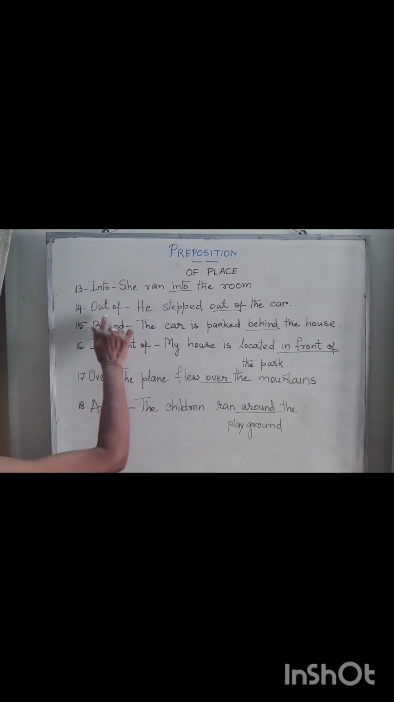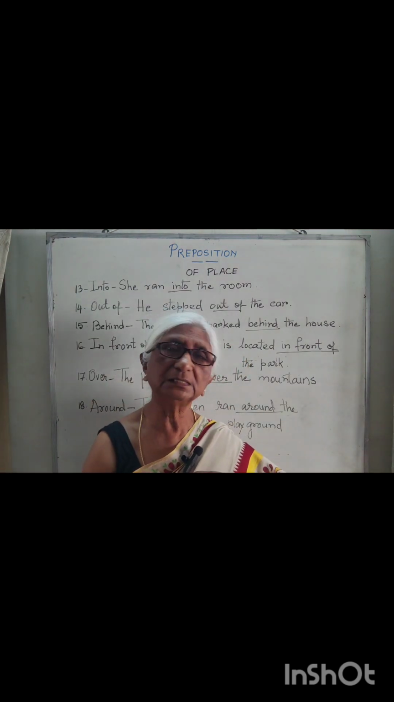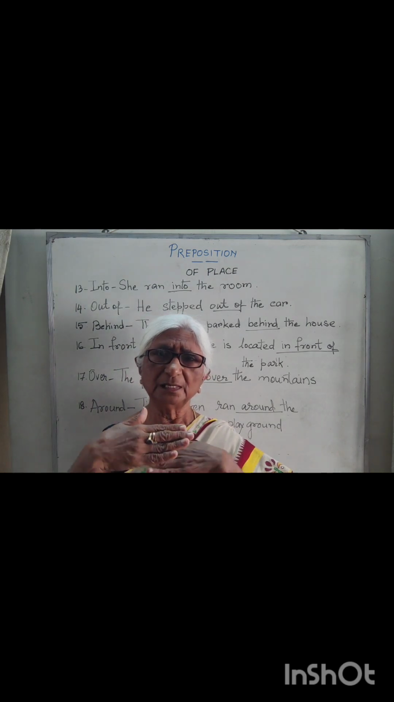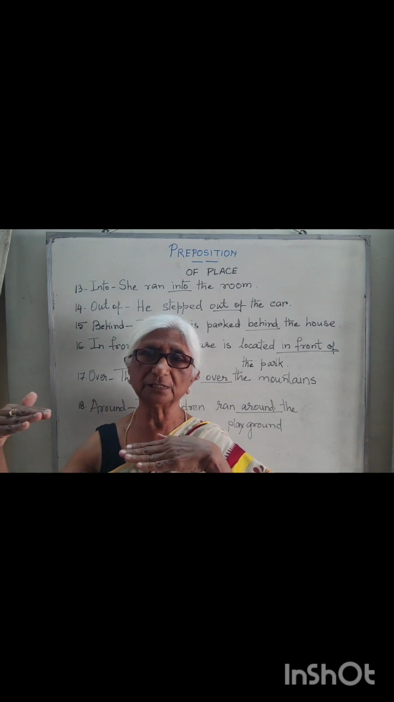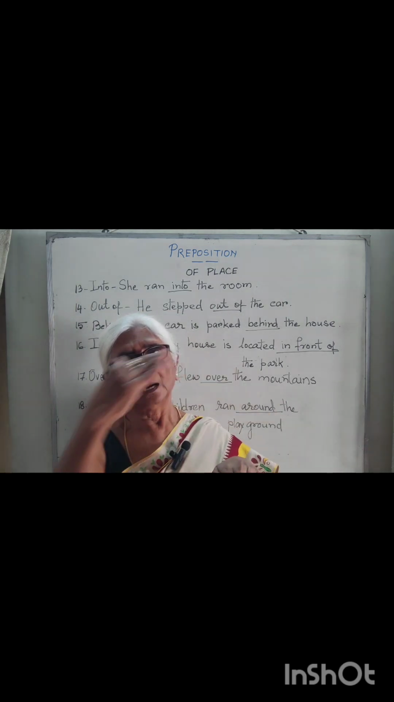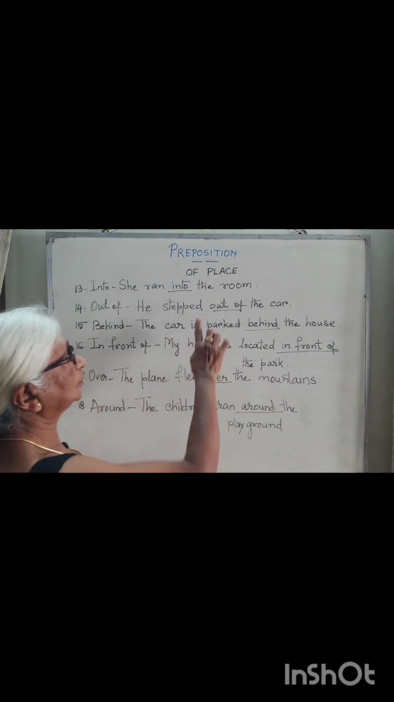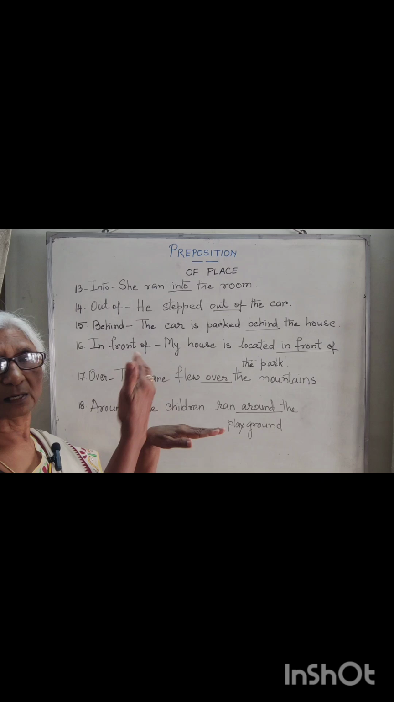Next one is out of. He stepped out of the car, or he came out of the room. So it can be wherever you are coming out. You are not going in. You are coming out. So this is out of. Out of is also a preposition which shows stepping out or coming out.